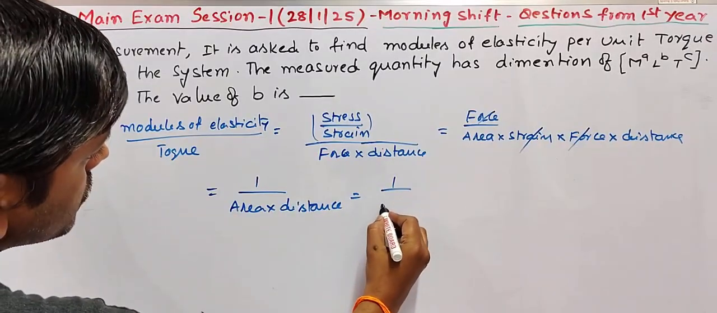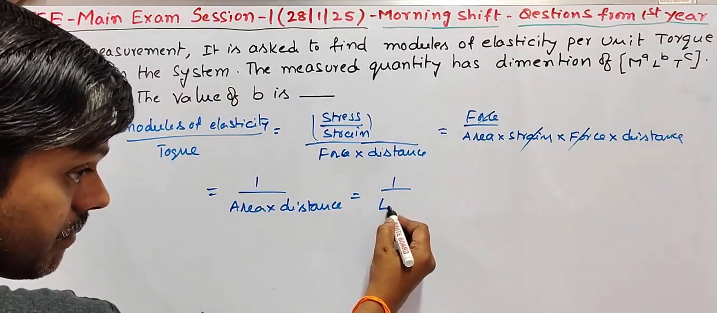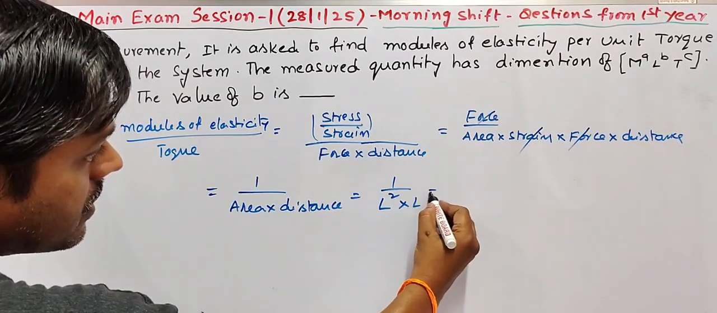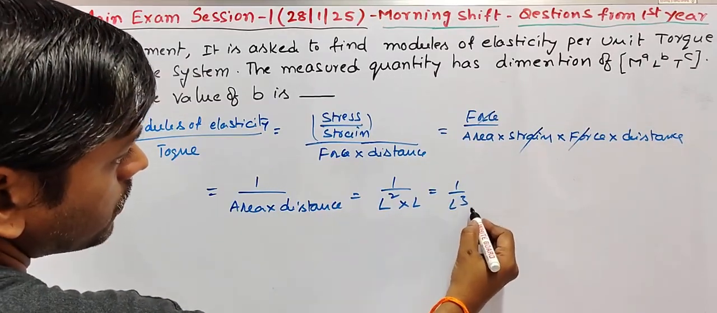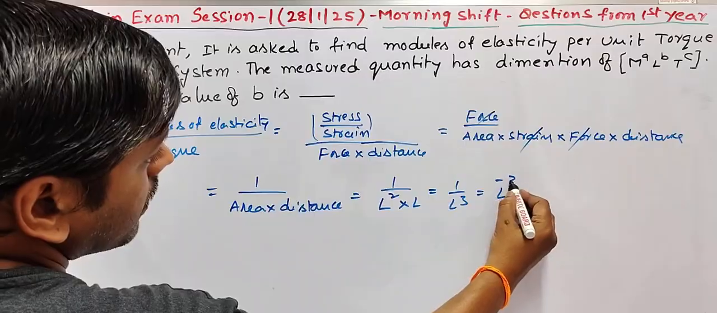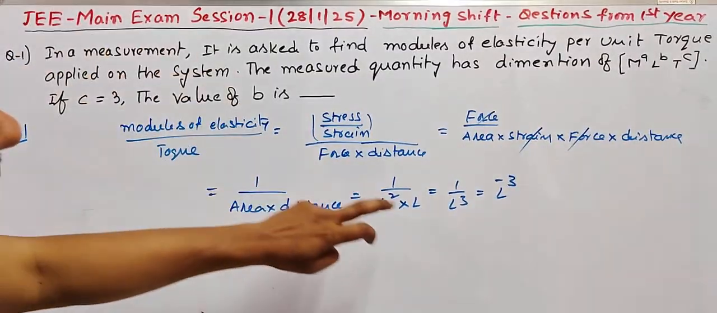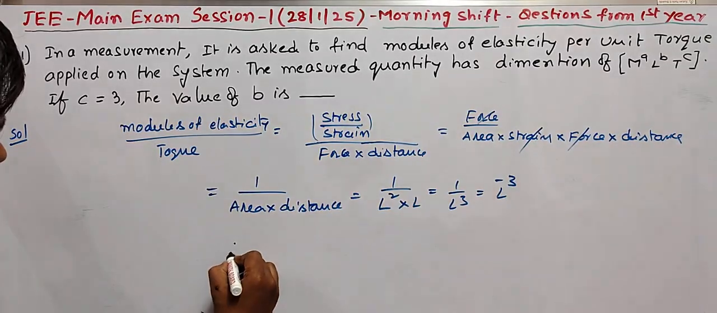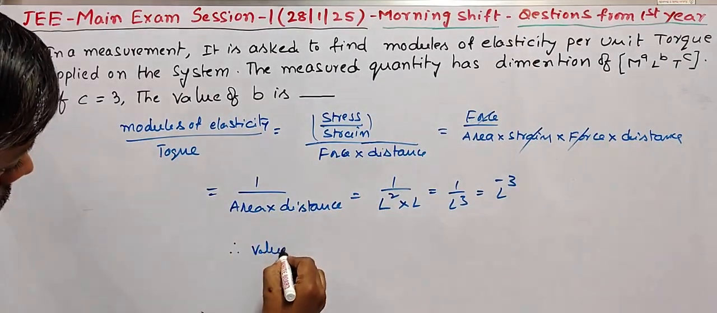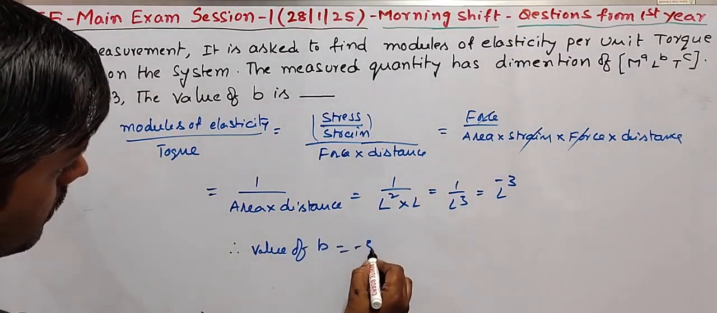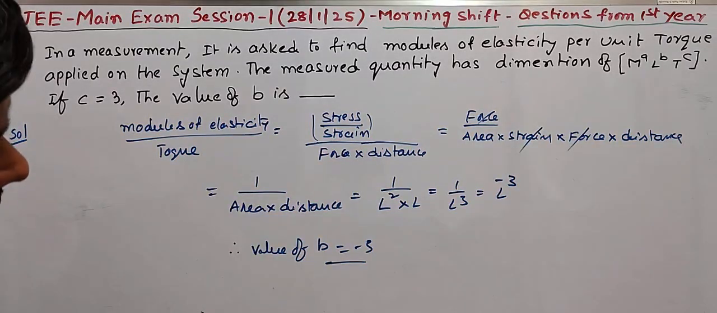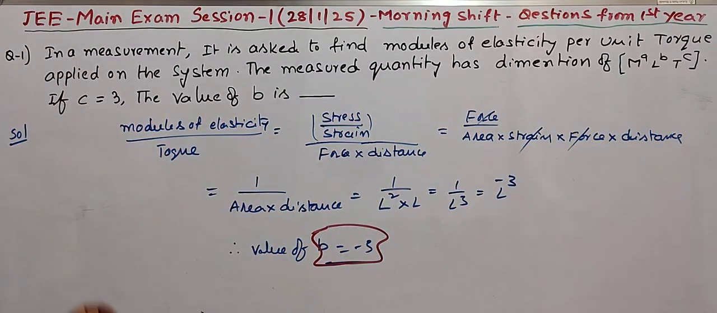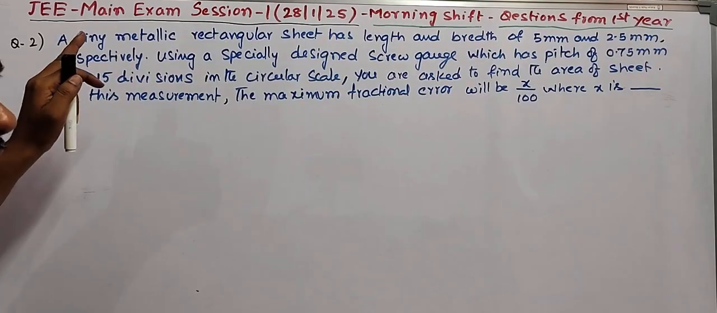You know, area means length into breadth, both measured in meter. Meter is the unit of length. Length is represented by L, so area is L square. Distance is L. So we get 1 by L cube, which is equal to L power minus 3. So the value of b is equal to minus 3. This is the answer for this. Okay, the second question.